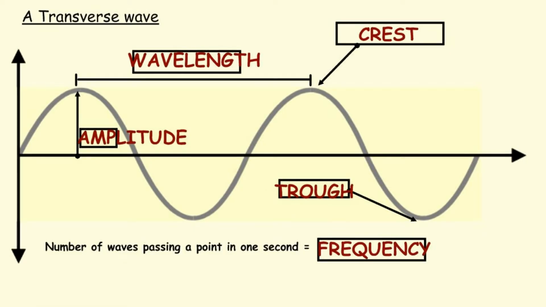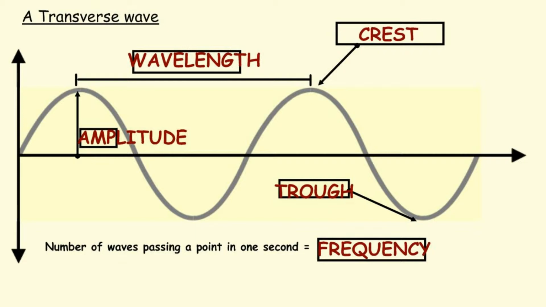This diagram shows clearly the various parts of a wave that you need to learn. The peak of a wave is what we call the crest. The bottom of a wave is what we call the trough. Half the distance between the crest and the trough is what we call the amplitude. The number of cycles of waves passing per second is what we call the frequency. This is measured in hertz, Hz for short.